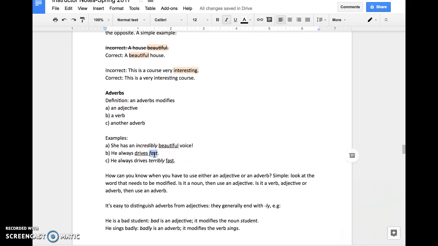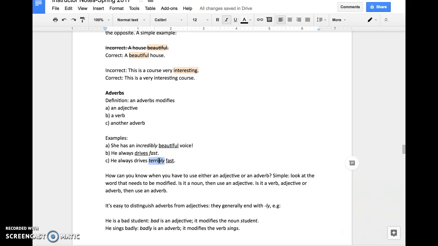Right here, fast is the verb. So this is an example of the adverb modifying the verb. It's explaining that verb. What does he do fast? He drives fast. Okay, so fast is our adverb because it modifies the verb drives. Then we have another one where an adverb, fast is the adverb. Okay, it's explaining how he drives, modifying that verb. But then, so this adverb is modifying even this adverb, terribly fast.